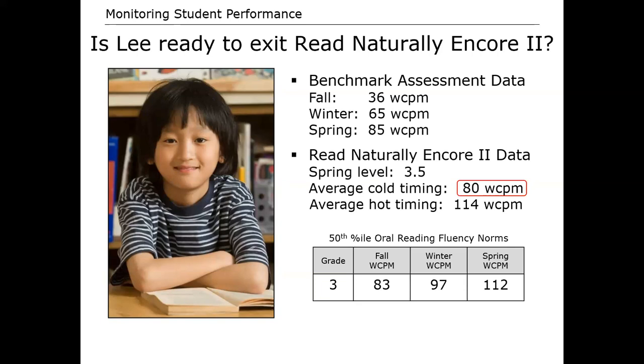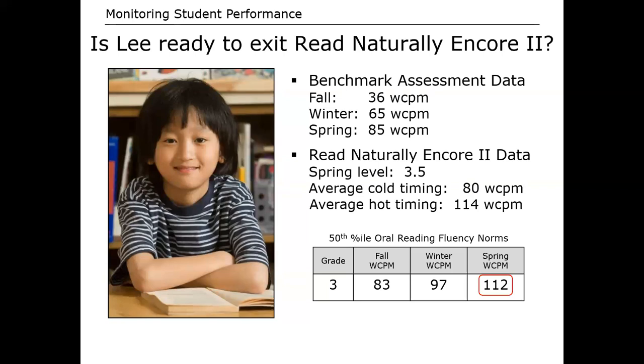So you're going to peek at curriculum-based measurement data. And as you can see, his average cold timing score is 80, which is pretty close to his spring assessment. He's working in 3.5 as a third grader, so he's working on grade level. This 80 is a cold timing. It's an unpracticed grade level passage. Okay, so he's reading at grade level. Unpracticed, he's at 80. Is he ready to exit?